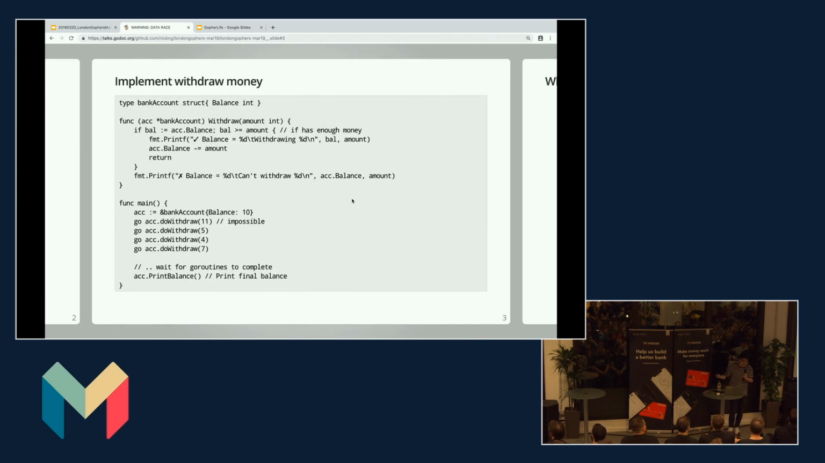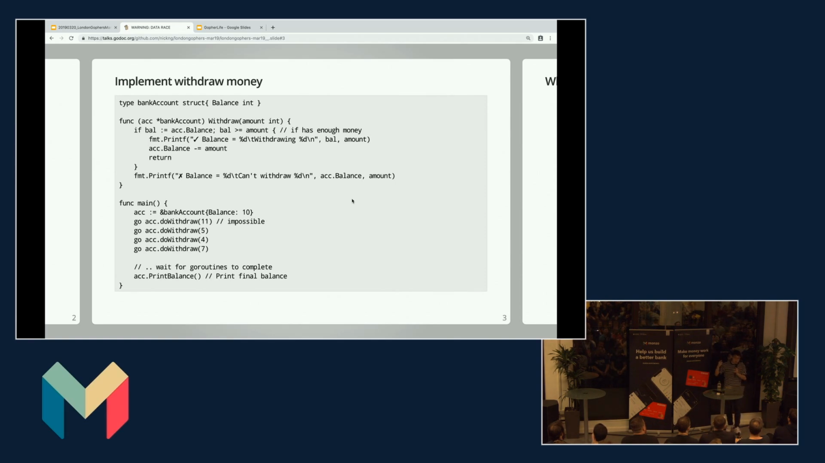So since I'm here talking at a bank, let's try to implement a withdraw money functionality. So this is code that I've written to implement a bank account. You have a withdraw function, and you give it an amount, and then it will deduct the amount of money from your balance. And of course, we wanted to make sure that the balance doesn't go negative. Otherwise you just lose money.